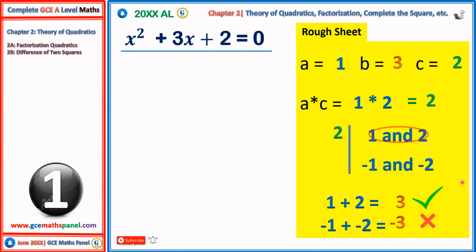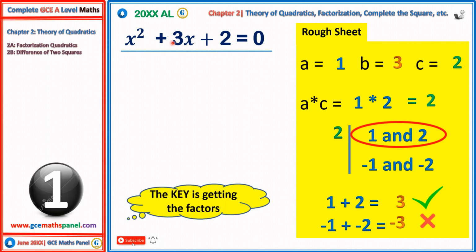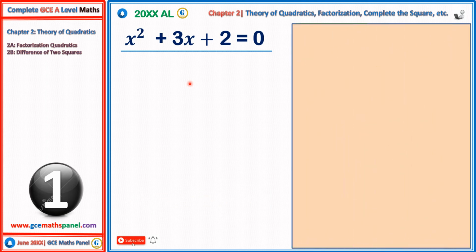Now we move back to our equation, and we replace that plus 3 by these correct pairs of factors. Note that this 1 and 2 stand for plus 1x and plus 2x. So I'm going to replace this plus 3x by plus 1x plus 2x. We know that 1x plus 2x equals 3x. The key is to get the correct factors. Another student may use the negative pair, but we know minus 1 plus minus 2 is not equal to plus 3. So be very careful. Once you have the correct factors, we are very sure that factorization is guaranteed.